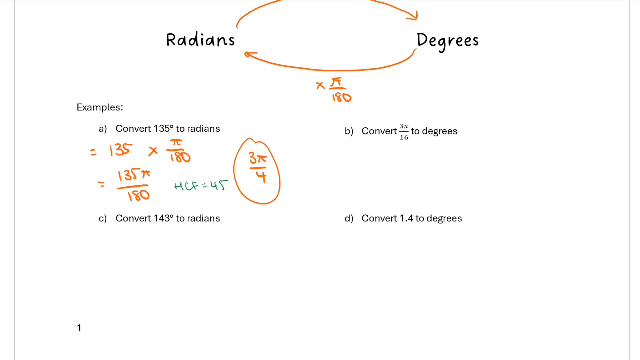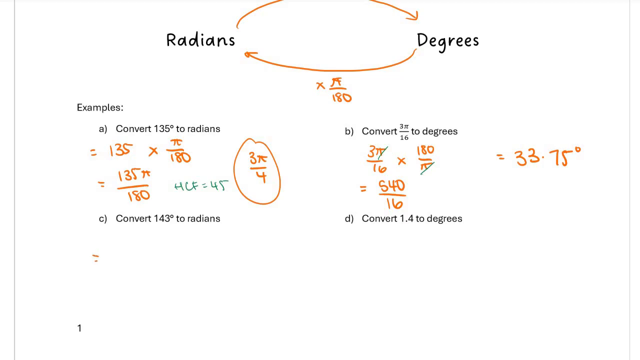Now, going from radians to degrees, we're going to take 3 pi over 16 and we're going to times that by 180 over pi, and see how we can automatically cross cancel those pi's there. Then you've got 3 times 180 being 540 over 16, and for degrees we tend to use decimals, so if you chuck this into your calculator, that's going to be equal to 33.75 degrees.